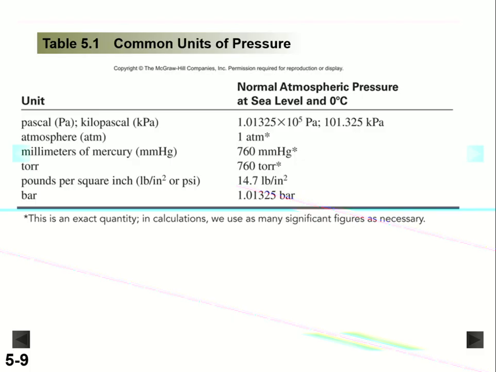And you can see the relationship, for example, 1 atmosphere equals 1.01325 times 10 to the 5th pascals, or 101.325 kilopascals. That's equal to 1.01325 bar. And so you can see that 1 bar equals 100 kilopascals. So bar and kilopascals are related, just like torr, millimeters of mercury, and atmospheres are related.